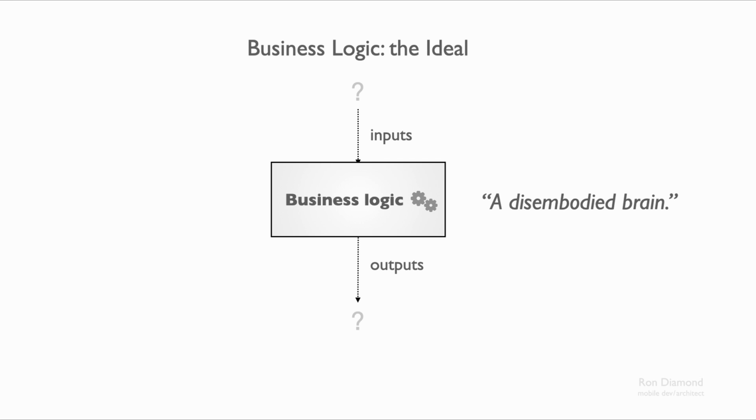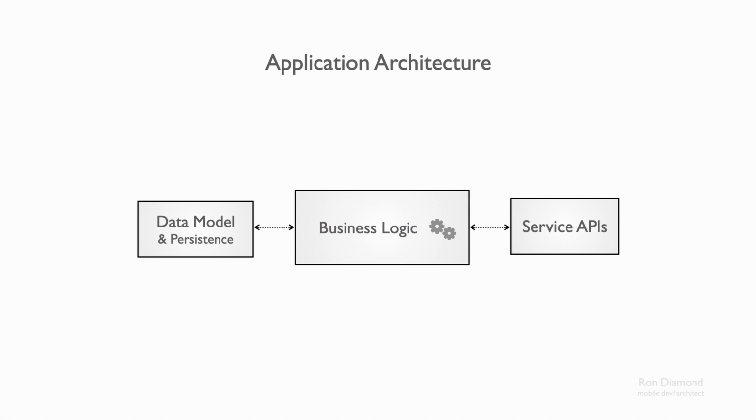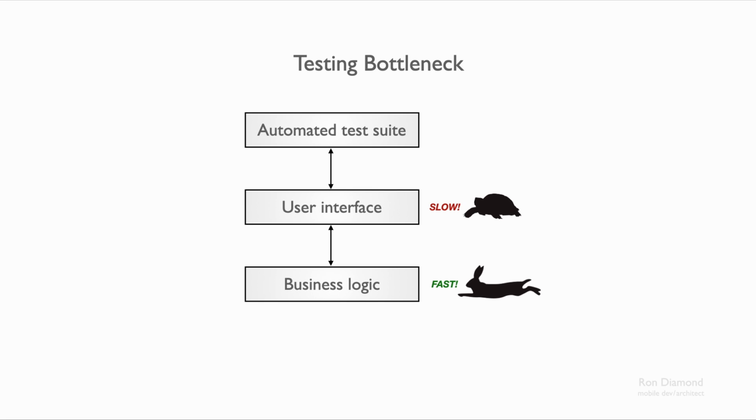And as we talked about, our business logic, which is the underlying smarts of our application, the thing that makes decisions, can actually be very fast. It runs at the speed of the CPU. Well, that's assuming we can insulate it from slower dependencies like service APIs and databases, and there are ways to do that very effectively. But if our tests talk to a graphical user interface, then they become a lot slower. So what can we do?